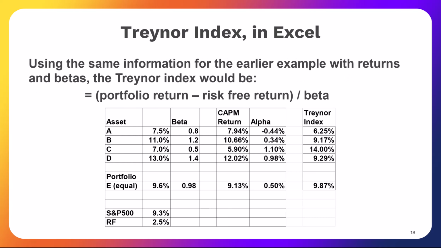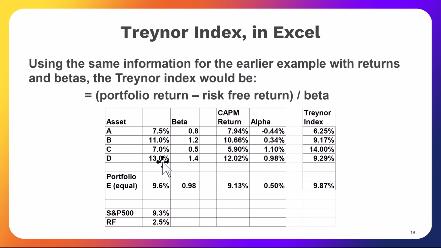So let's see how this works with our portfolios. Again, we've already calculated CAPM. We have that. Now we need to calculate the Treynor index. So for asset A, this would be 7.5 minus 2.5 divided by 0.8. So that gives us here a Treynor index of 6.25. And again, the higher the number, the better the performance. Since all of these assets have positive returns greater than the risk-free rate, they will all have positive Treynor indexes.